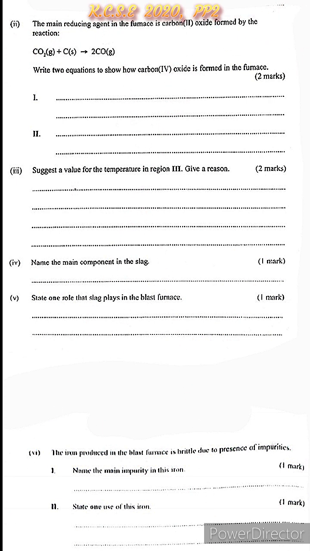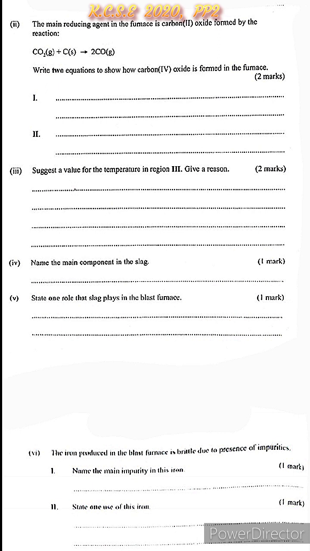Okay, moving on to Roman 2. The main reducing agent in the furnace is carbon(II) oxide formed by the reaction. So we're having a reaction whereby carbon(IV) oxide is reacting with carbon to form carbon(II) oxide. Write 2 equations to show how carbon(IV) oxide is formed in the furnace.